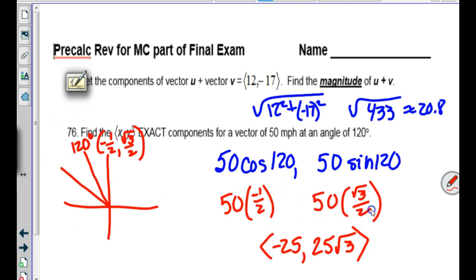Could you do that on your calculator? What mode would your calculator need to be in? Nope. This was degrees. You would type these in and get a decimal, and then you'd have to type all the choices in to see which one was equivalent, right?